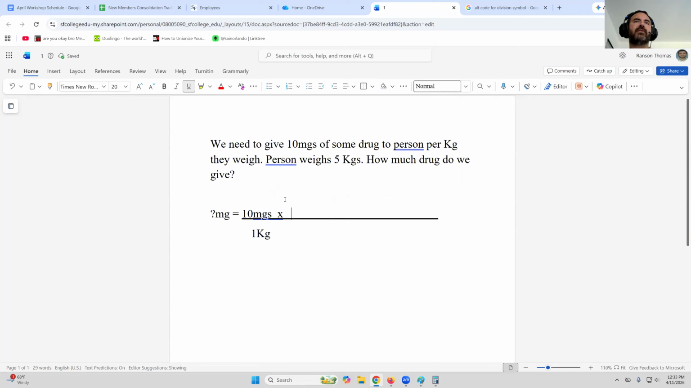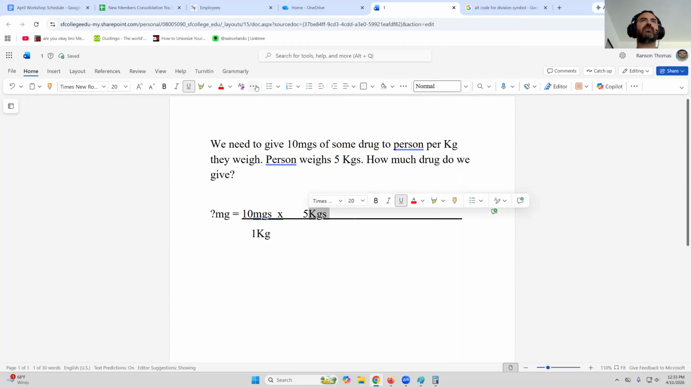So anything I put up here is part of the numerator, the same numerator. So I want to get rid of these kilograms. I just want it in milligrams. How do I do that? Well, they're 5 kilograms, and it says 10 milligrams of some drug per kilo. So that would mean 10 times 5. So if I say, well, 10 milligrams times 5 kilograms, right?